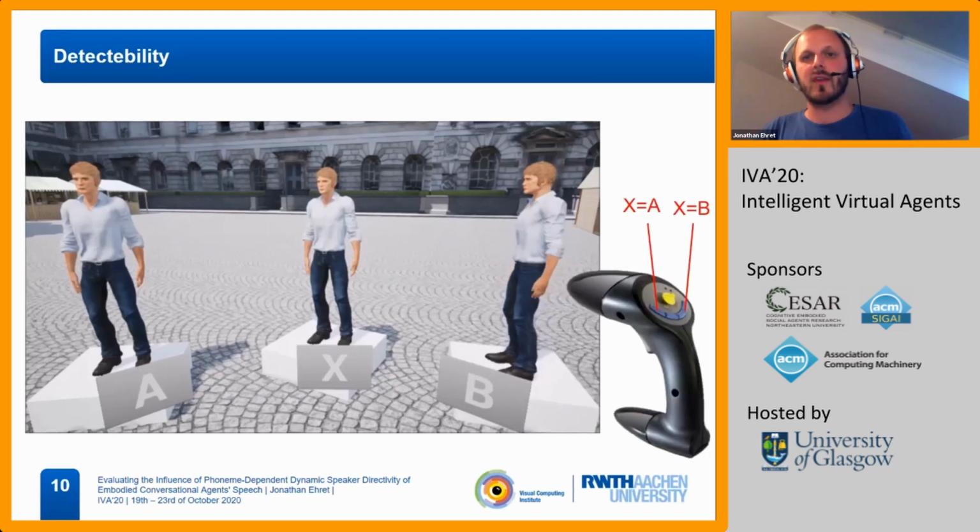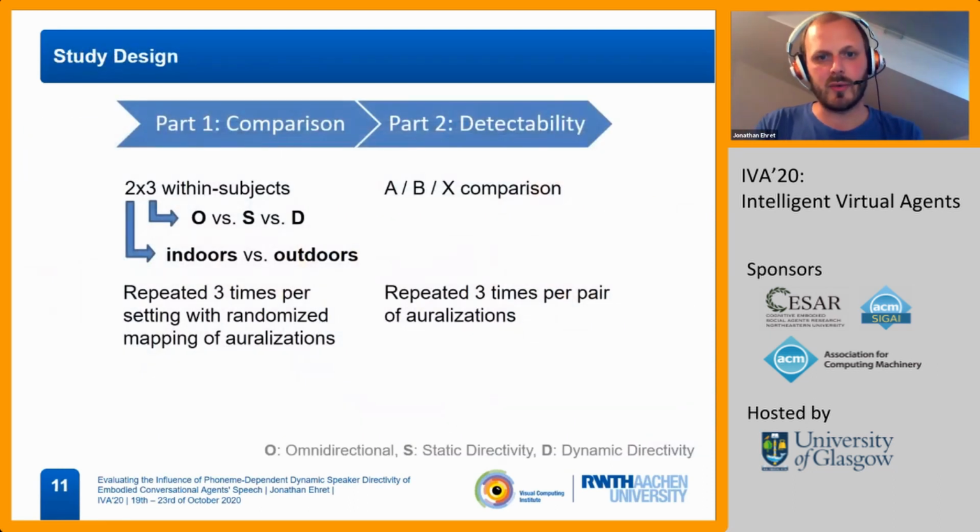So they had to click now the leftmost button for X equals A and the rightmost for X equals B. And in this case, X equals A, as you probably have heard. So then clicking the leftmost button would be the correct answer. Okay, so that's our general study design. And the second part was always done last to not prime participants on the differences they might have heard.